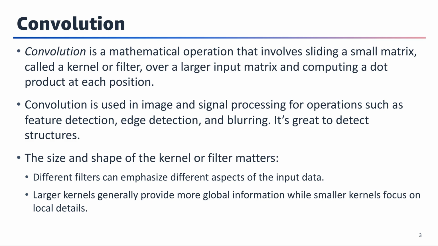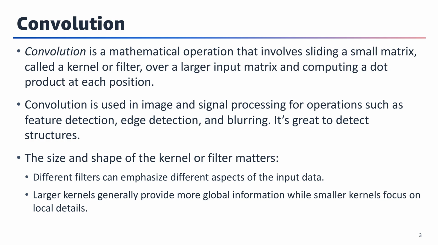Convolution is a mathematical operation that involves sliding a small matrix, called a kernel or filter, over a larger input matrix and computing a dot product at each position. The resulting output matrix, which is also 2D, represents the spatial relationship between the input elements and the filter weights. The output value at each position is a function of the values in the input matrix and the filter weights. This process is widely used in image and signal processing for operations such as feature detection, edge detection, and blurring, as it excels at detecting structures within the data.